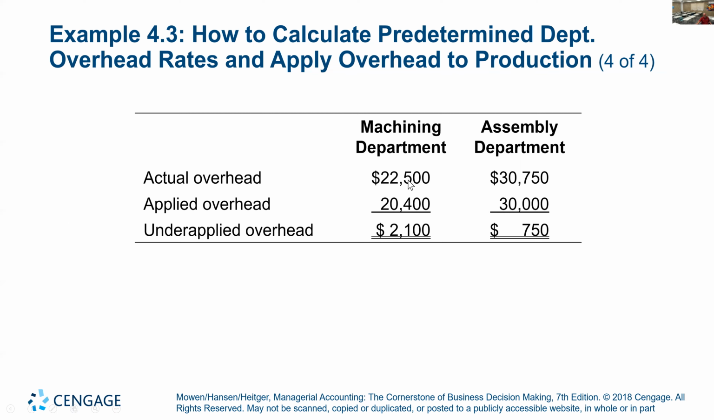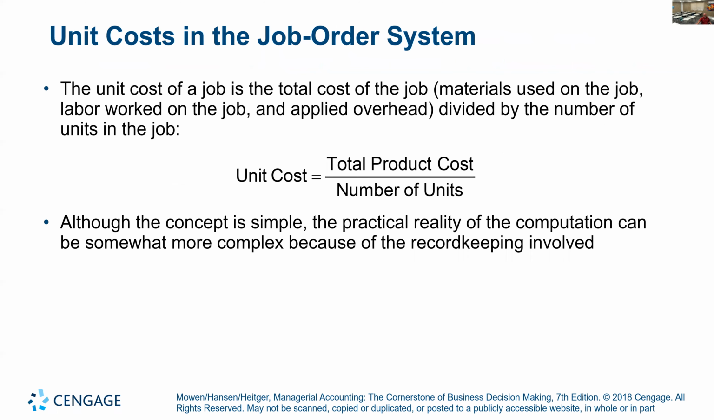The actual cost was given to us at 22,500. That means it was under applied. We also under applied in the assembly department. Applied 30,000. The actual cost was 750 for a total of 2,850 under applied. Remember, when we adjusted it, it increased our cost of goods sold.